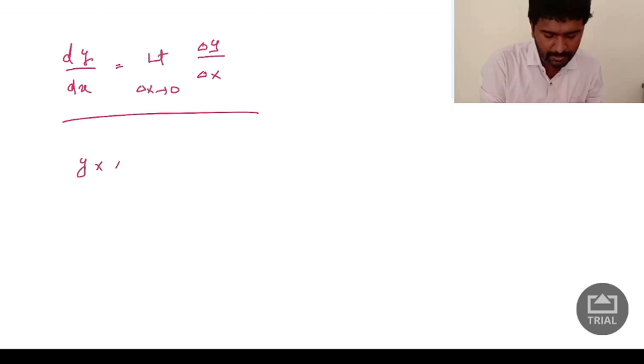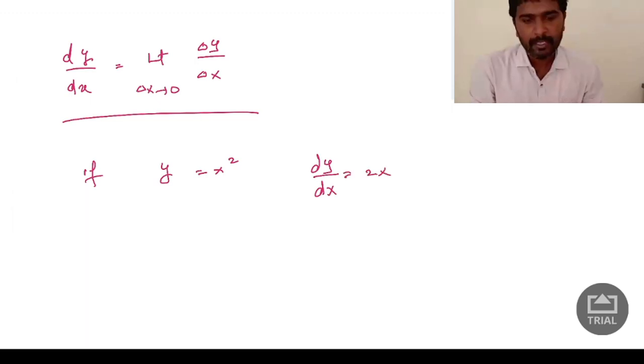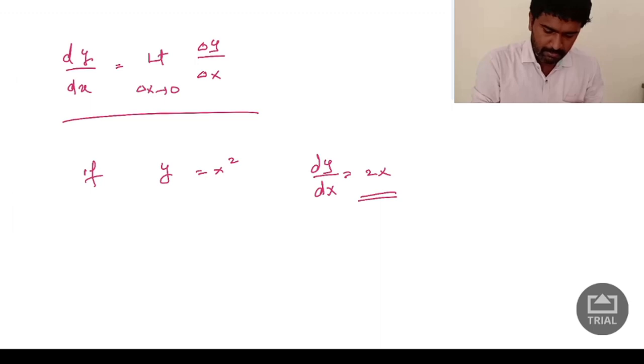If y equals x square, I got dy by dx equals 2x. So we have given the process of how to do this differentiation. Now I will take some new function. Let us take a trigonometric function. Let us do it. Or let us take one more function.